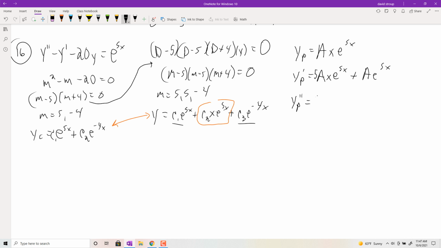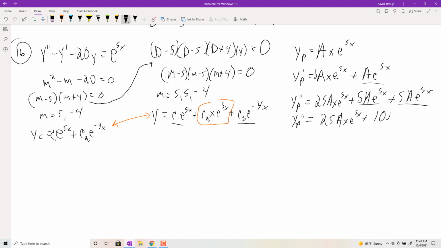Second derivative. So I have 25ax e to the 5x, product rule, plus 5ae to the 5x, plus the derivative of this part is 5ae to the 5x. Simplify it first, right? So these two terms are the same, so I get 25ax e to the 5x plus 10ae to the 5x. Then you plop it back into the original differential equation.